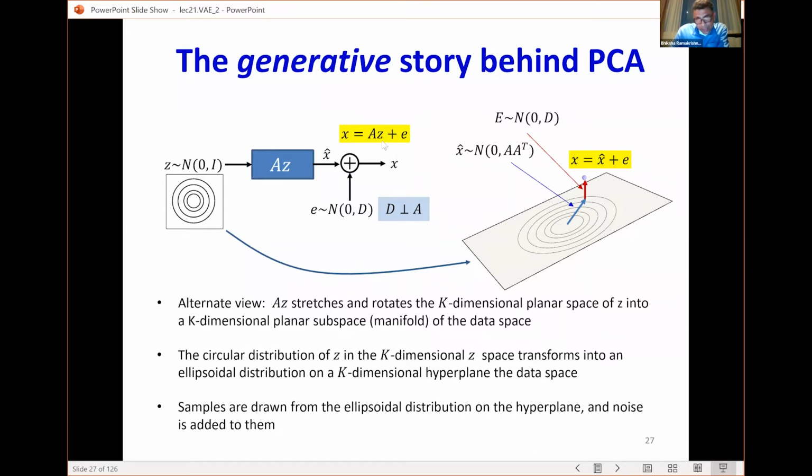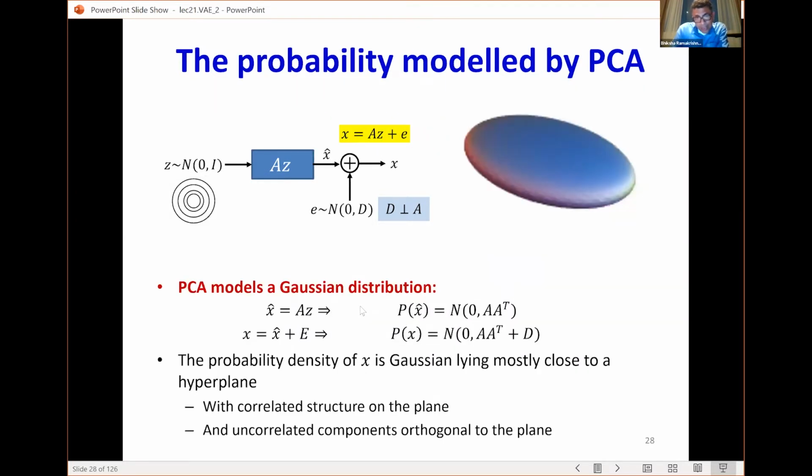Z is Gaussian, therefore A times Z is Gaussian. The noise e is also Gaussian. Because everything is Gaussian, Az plus e is also going to be Gaussian. It's actually assuming that the distribution of the data is Gaussian. Specifically, what is the distribution of x hat? X hat is just A times z, right? So if z is 0 mean, the mean of x hat is 0. And the covariance of x hat is going to be simply A times the variance of z times A transpose. The variance of z is I. So the covariance of x hat is A A transpose.